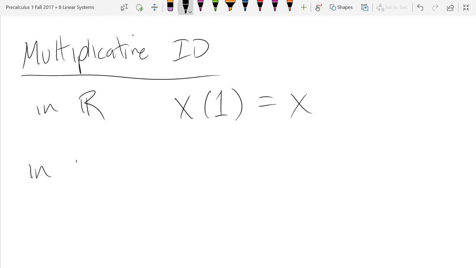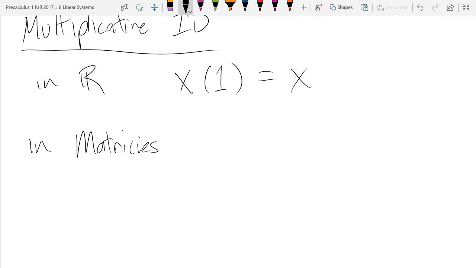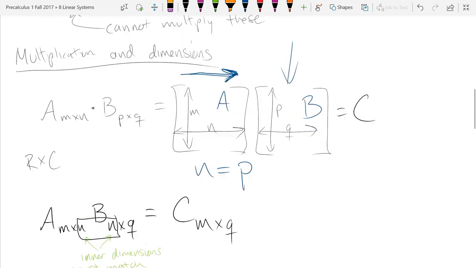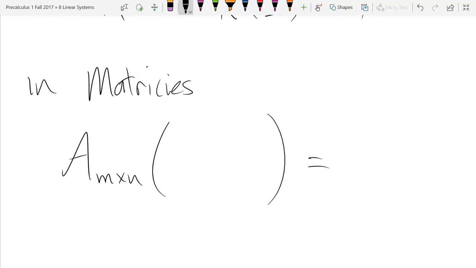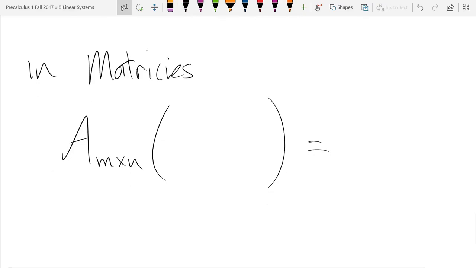So in matrices, we'll use A's and B's, so let's keep going with that. If A is an M by N matrix, what dimension would I have to multiply by for this to actually be a valid product? N by M.